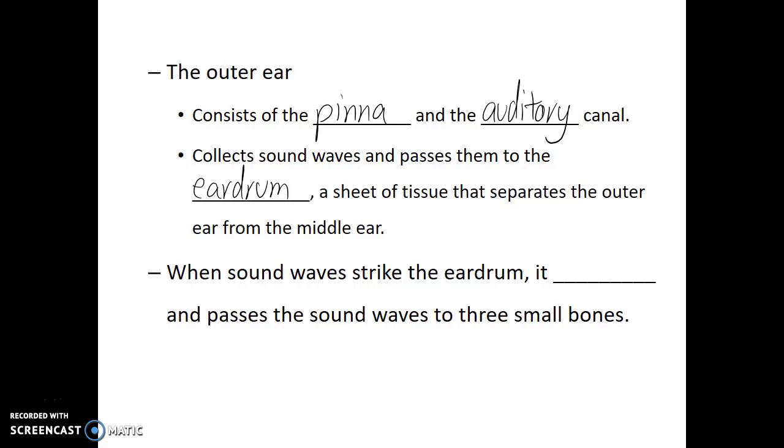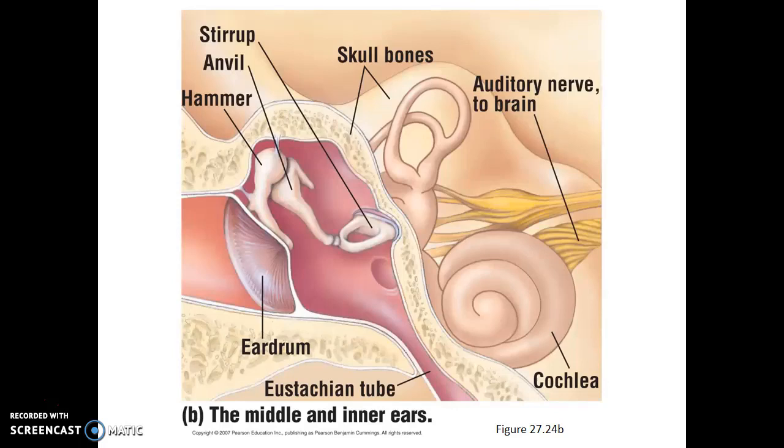Also known as the tympanic membrane. It's a sheet of tissue that separates the outer ear from the middle ear. When sound waves strike the eardrum, it vibrates and passes the sound waves to three small ear bones within our middle ear. Those middle ear bones, also known as ossicles, will vibrate because of the vibration of the eardrum. Those middle ear bones will actually even amplify those vibrations, transmitting those vibrations then to the inner ear.